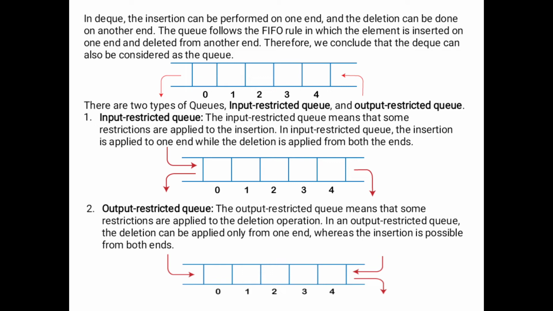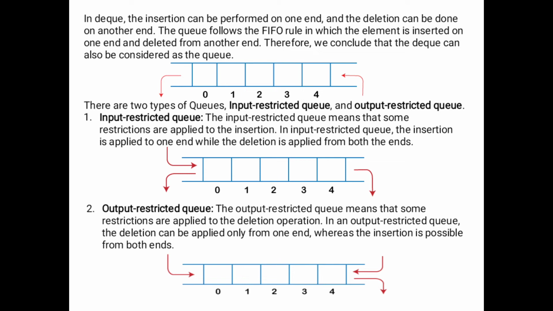Okay, next, the double-ended queue. Two types of queues are there. One is the input restricted queue, and another one is the output restricted queue. So these are the two types of queues in a double-ended queue or deque. Listen carefully: input restricted queue and output restricted queue. Okay, let us see the concept of the input restricted queue.